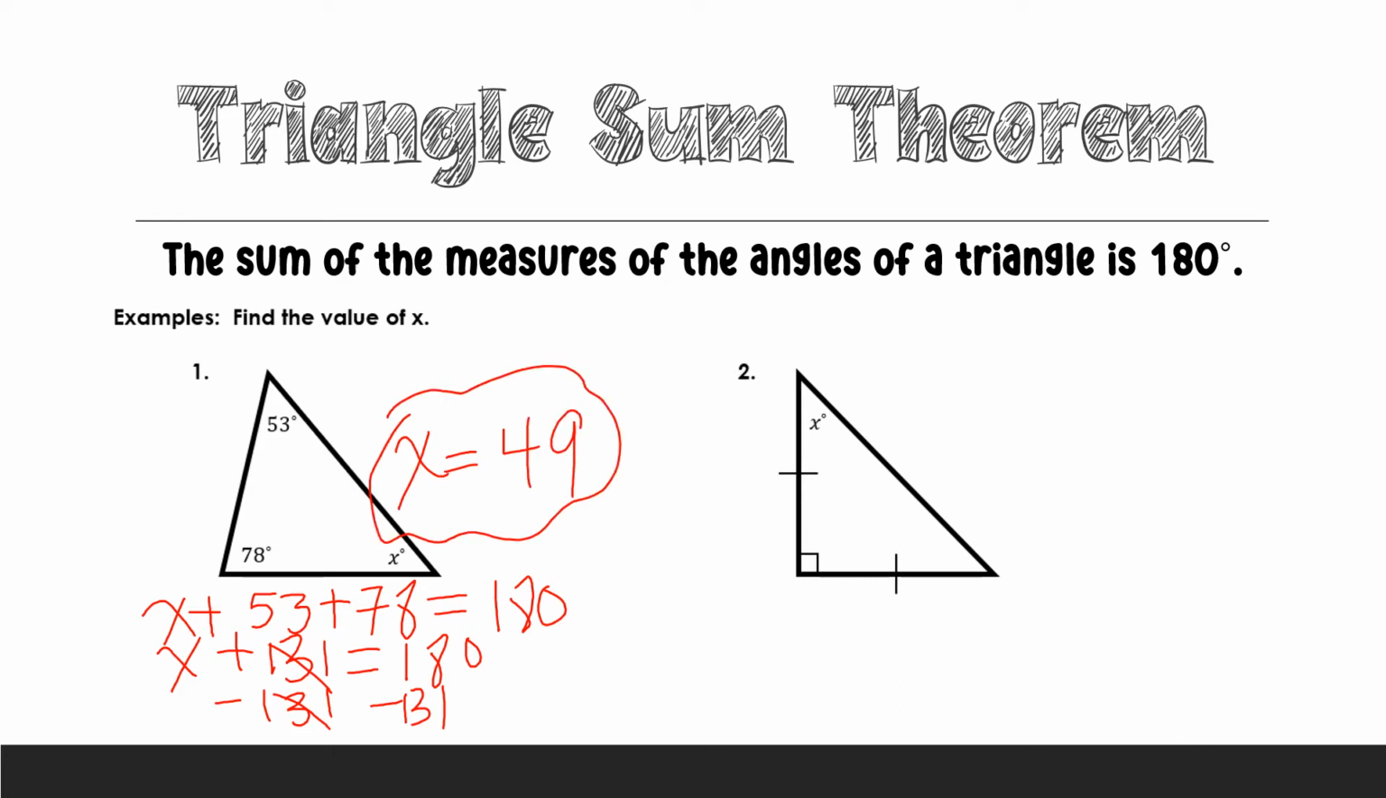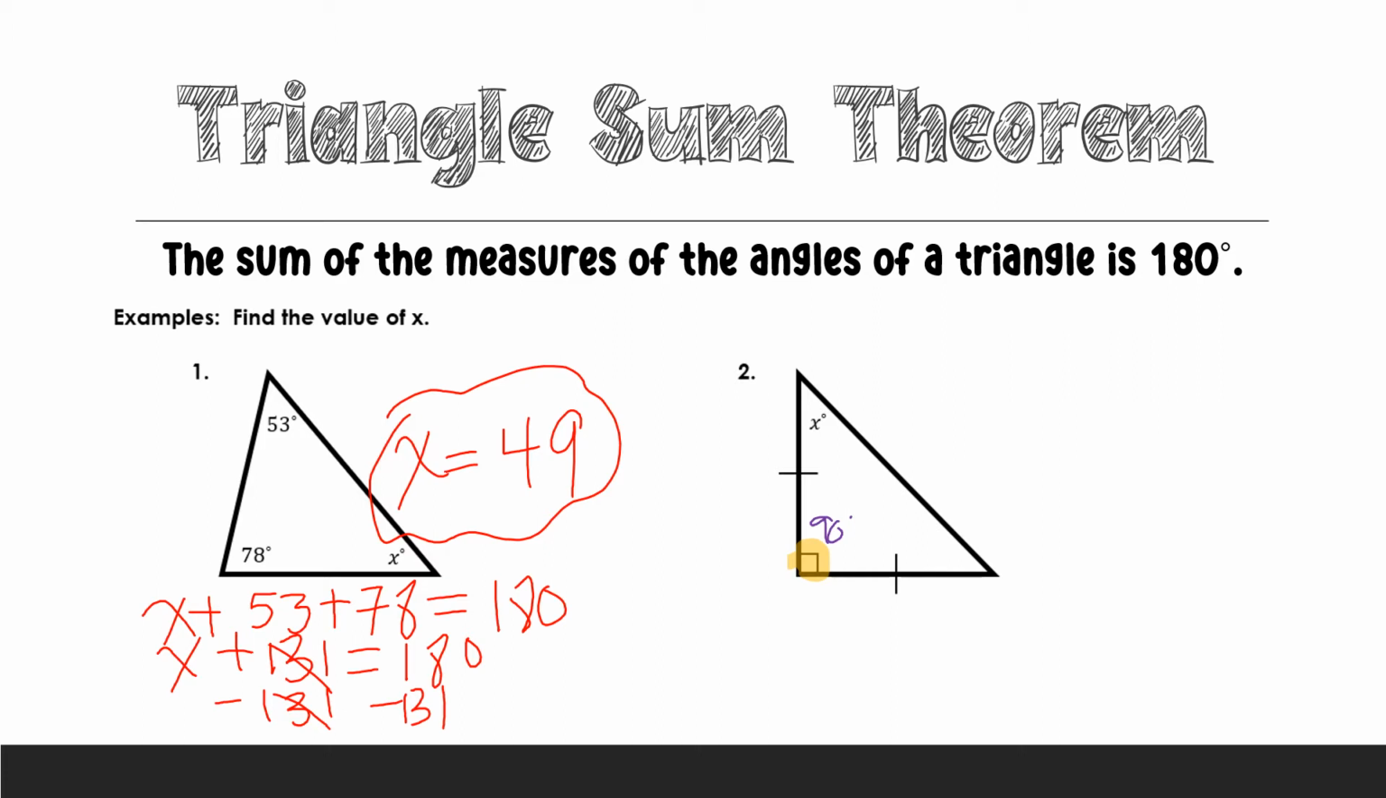For number two, we can see that it's a right triangle. The way I know it's a right triangle is because it's got the little mark in the corner. Just because it looks right doesn't mean it's right. It needs to have that mark or say 90 degrees there. So that means that we do know that that is 90 degrees.